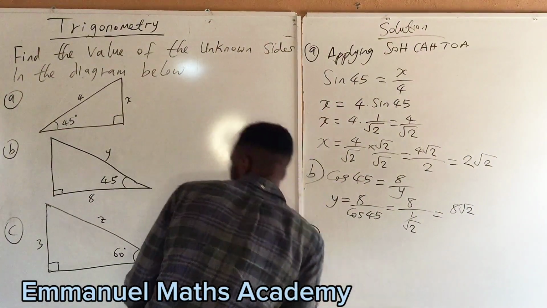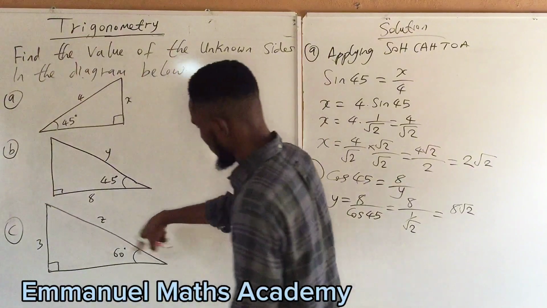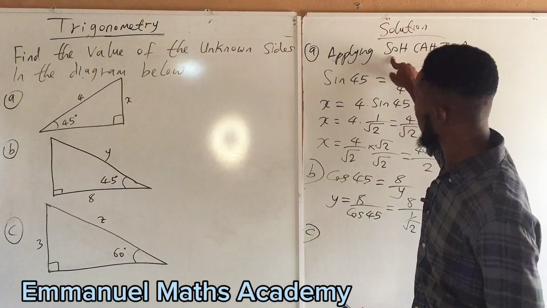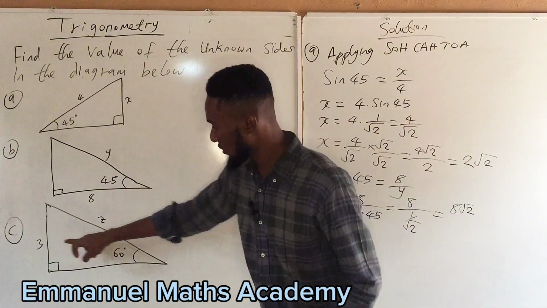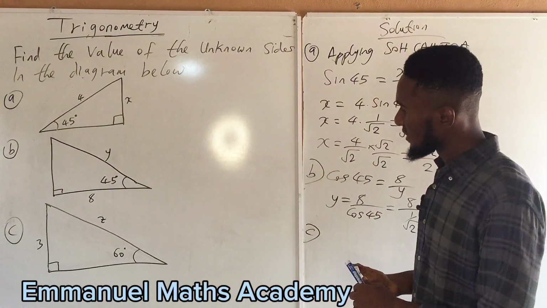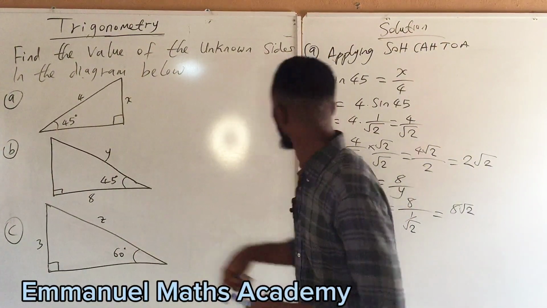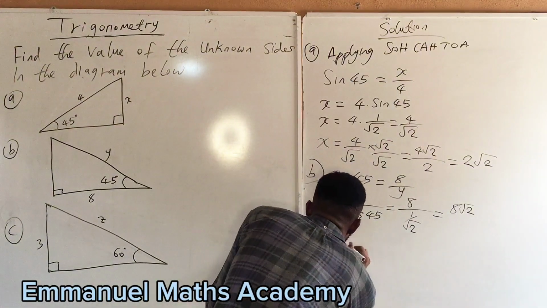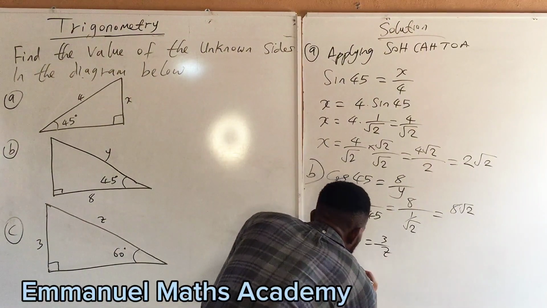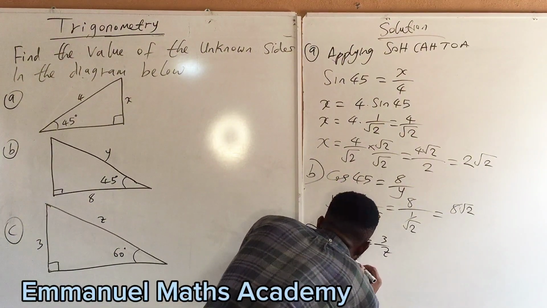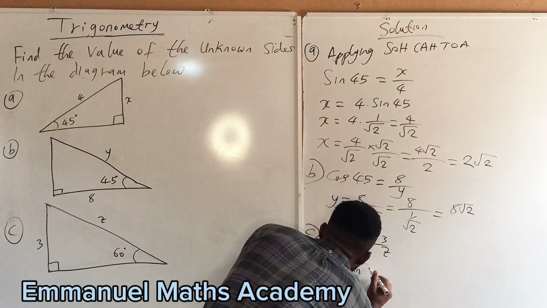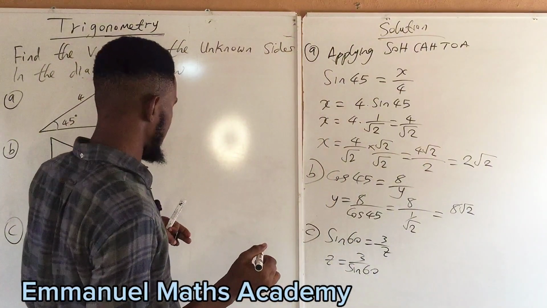Now for C, what will it give you? Sine is opposite over hypotenuse. We have our opposite, and we have our hypotenuse. That means you'll be using sine. These are the two unknowns, opposite and hypotenuse. That means sine 60 is opposite 3 over z. If you make z the subject, you have z equal to 3 over sine 60. Is that clear?